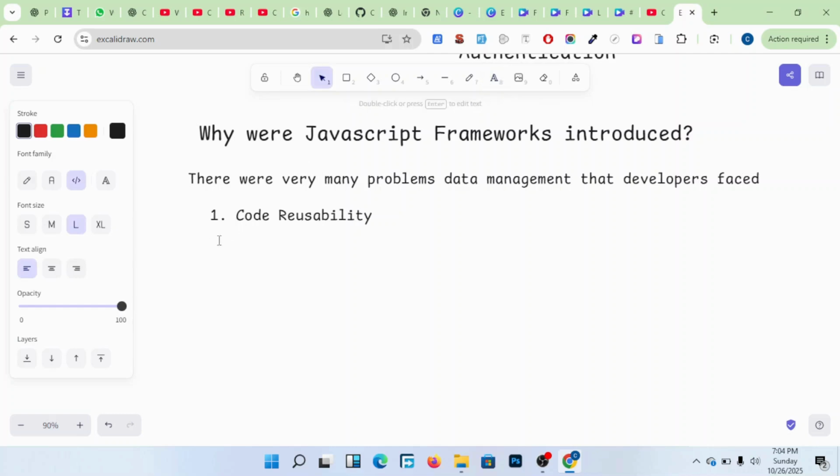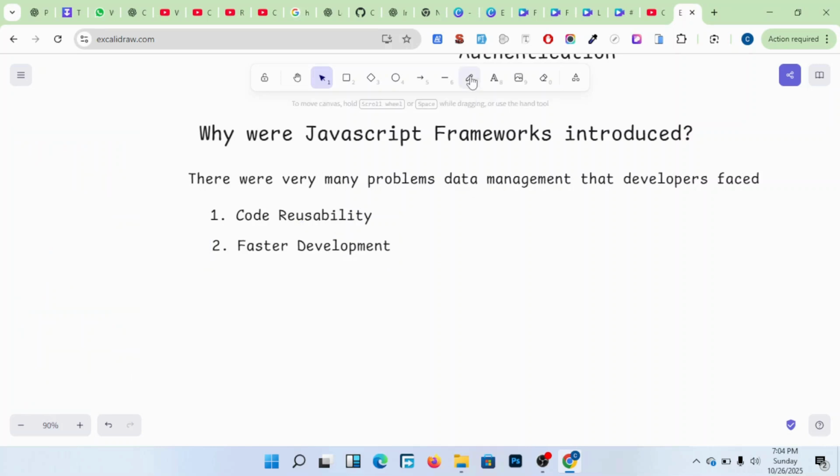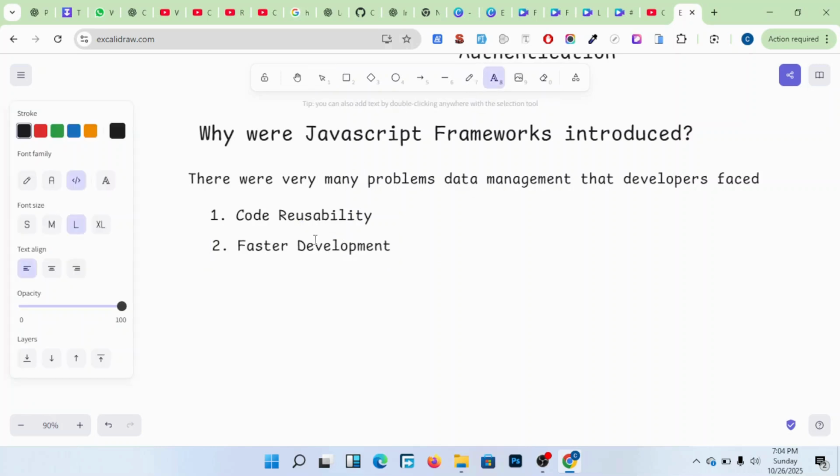Another reason was to enable faster development. When you are building applications using a framework, it takes a short period of time compared to building with plain JavaScript. So it enables faster development.